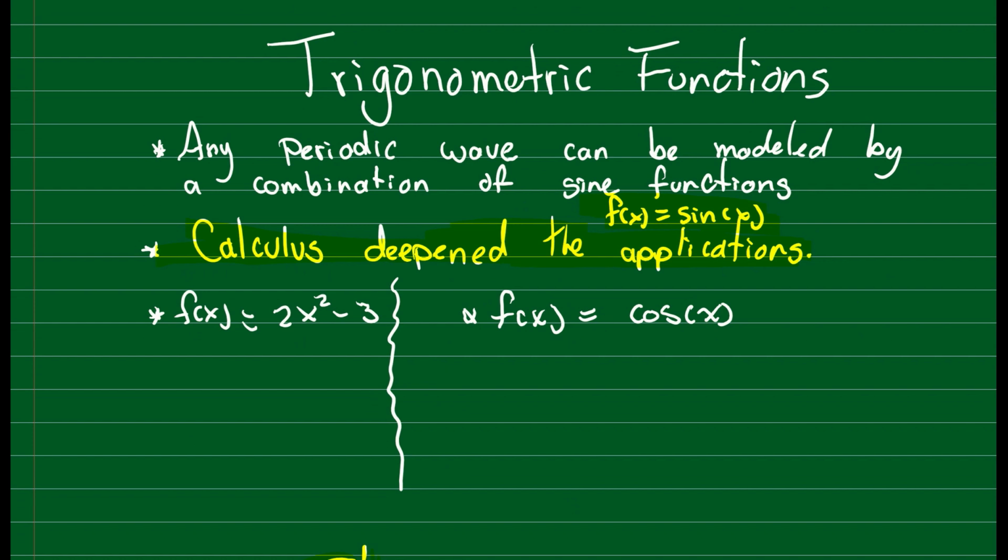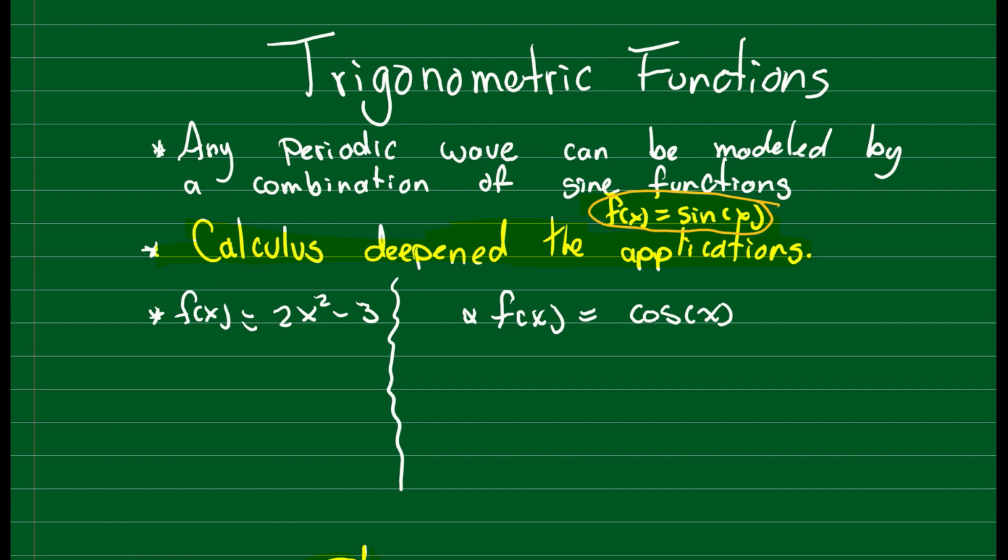Any periodic wave can be modeled by a combination of sine functions. What is a periodic wave? Example, sound. The waves of sound travel in a periodic wave. Light travels in a periodic wave. A lot of these naturally occurring world phenomena can be modeled using trigonometric functions. More specifically, they can all be modeled using a combination of sine of x. As I mentioned earlier, calculus really started helping the world to see how useful trigonometric functions were.